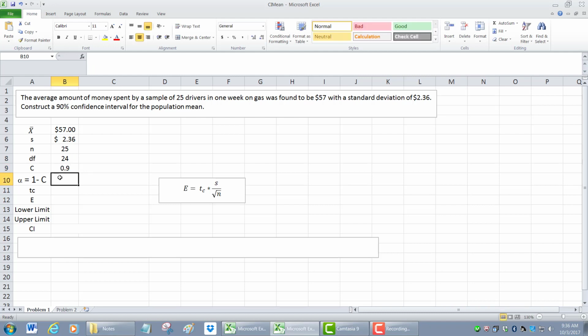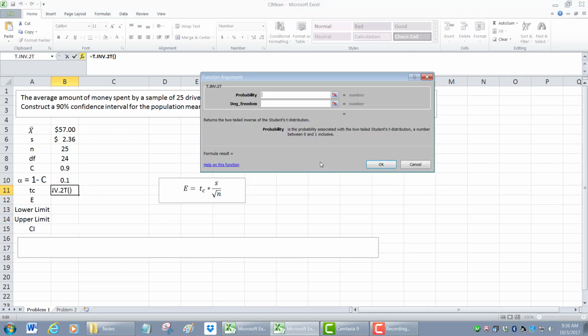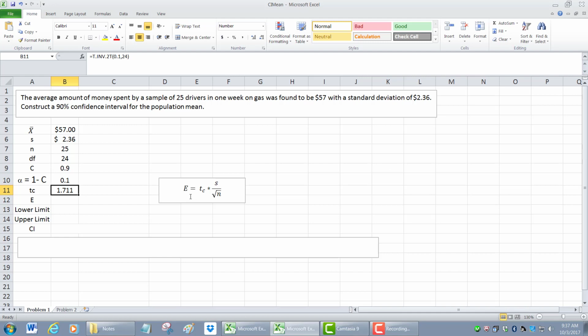We need to find alpha because that's what we need for our t inverse function. Alpha is 1 minus c, so that's equal to 1 minus 0.9, making it 0.1. Now to get t critical, we're going to go to our functions and use T.INV.2T. The probability is 0.1, that's alpha, and the degree of freedom is 24. So our critical value is 1.711, and here's how we got those.